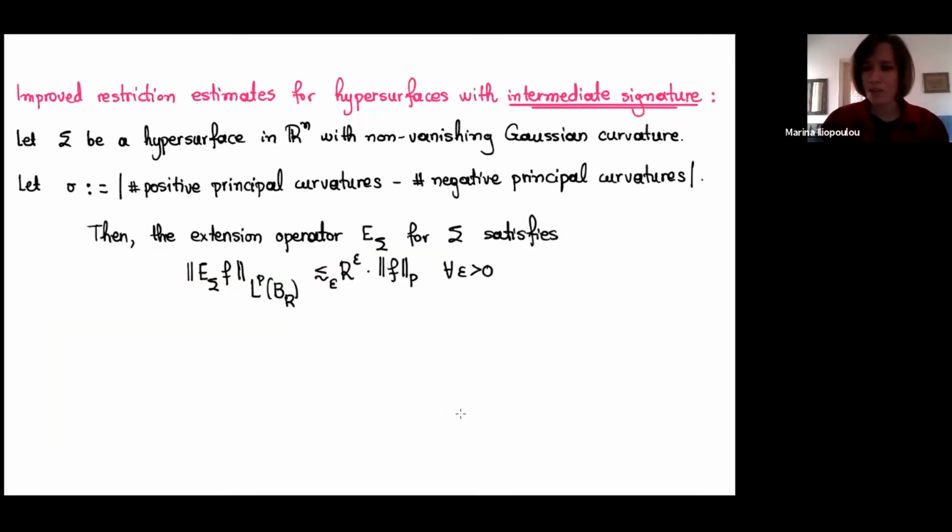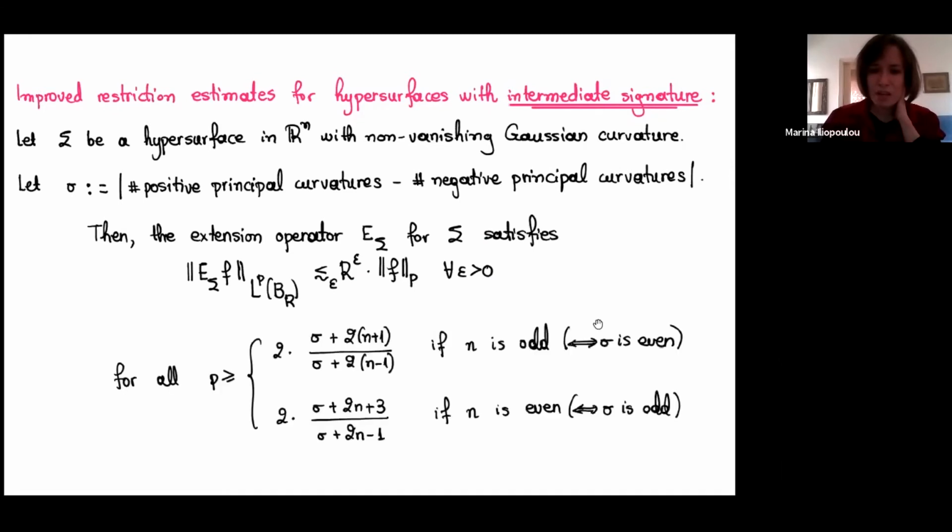But in every other case, we have the L^p estimates for the extension operator that we said earlier. And here are the lowest exponents for which we prove them. So these exponents depend on whether the signature is even or odd. So for even signature, this is the exponent we prove. For odd signature, this is the one.